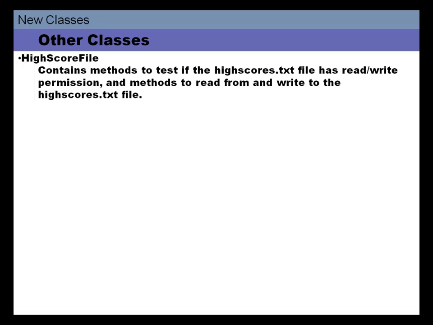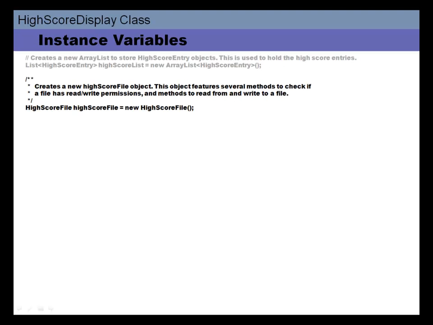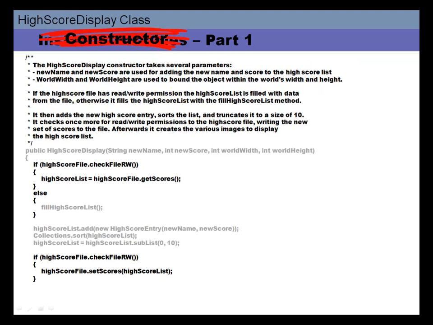Inside Greenfoot, add a new other class named highscorefile, which you'll use for reasons as shown here. Now, open class highscoreDisplay and add the following variable, which creates a new highscorefile object. Pay no attention to the text behind the curtain. This really is the constructor. Be sure to change the description and add the lines.